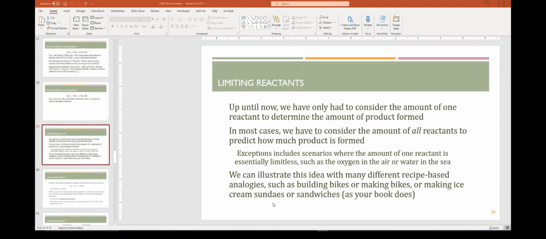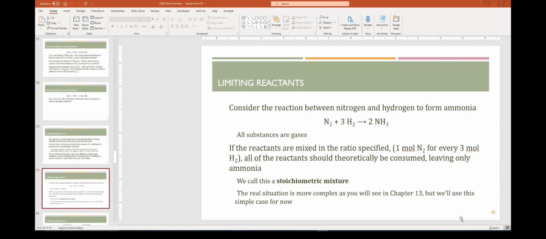Okay, and your book talks about sandwiches, 2 slices of bread, so much meat, so much cheese, and some things will be left over. So let's look at this reaction here. It's one I've been using a lot the last couple days, the reaction between nitrogen and hydrogen to make ammonia gas. Everything here is a gas.